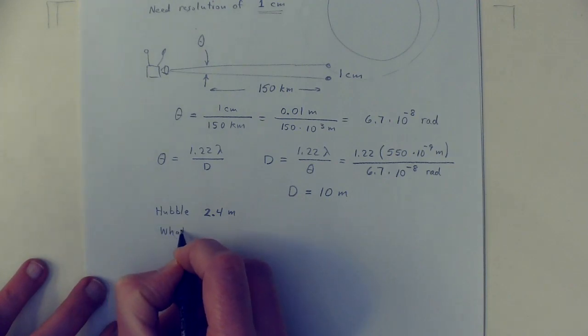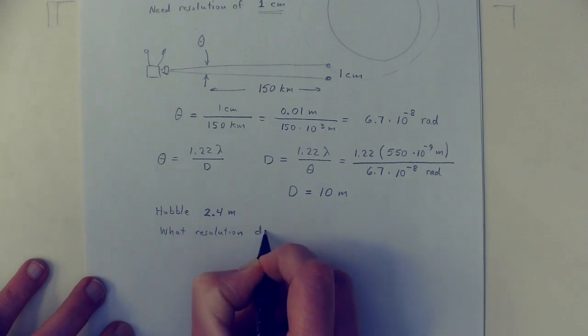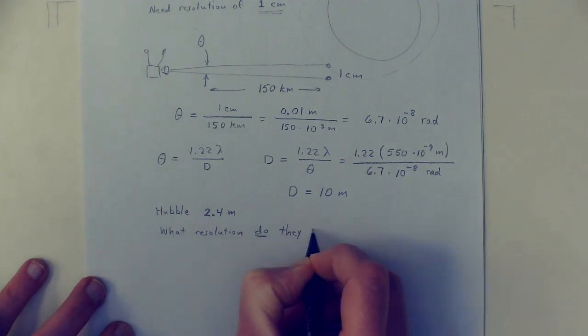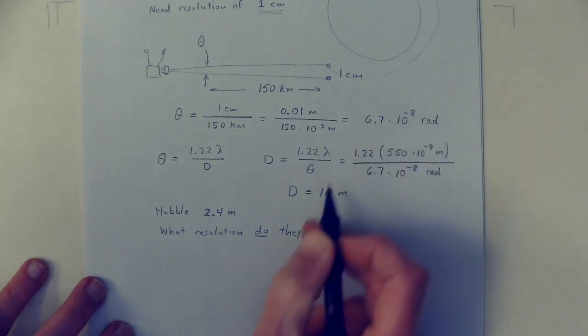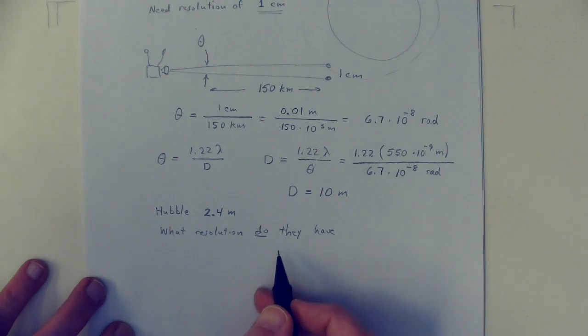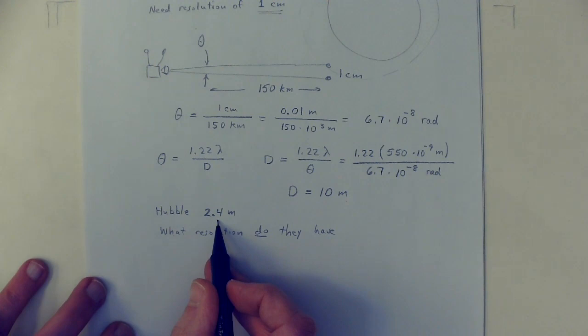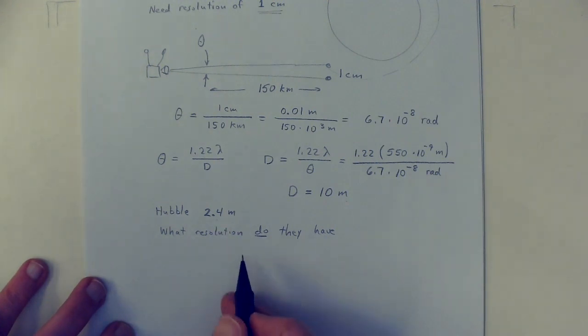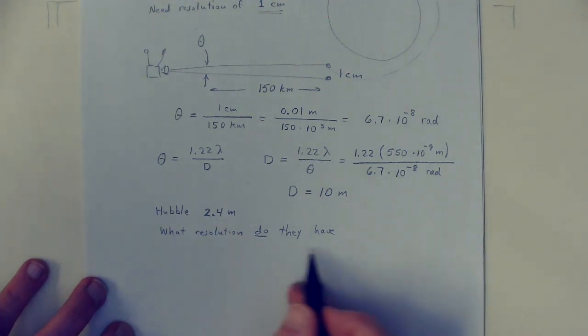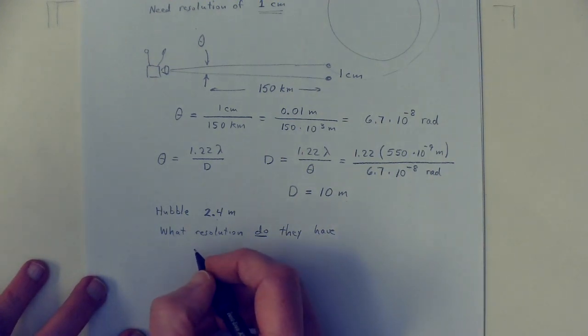What resolution do they have? We seem to have calculated that it's unlikely that they can actually see 1 centimeter. So we're kind of turning the question around. With a 2.4 meter diameter, what resolution? Hubble isn't designed to turn around and look at the Earth. I don't know if it could or not, but they don't anyhow. But what would be possible with the spy satellite? So let's just calculate that.